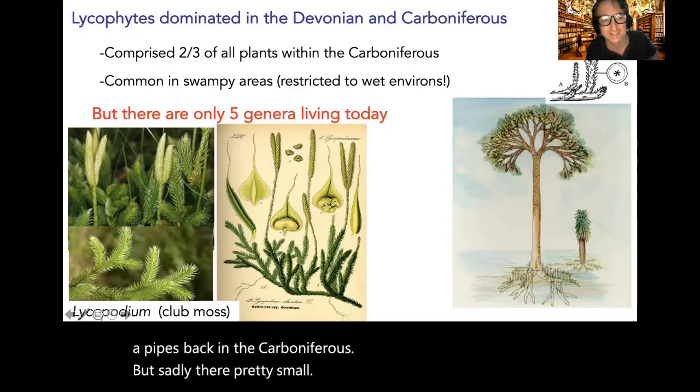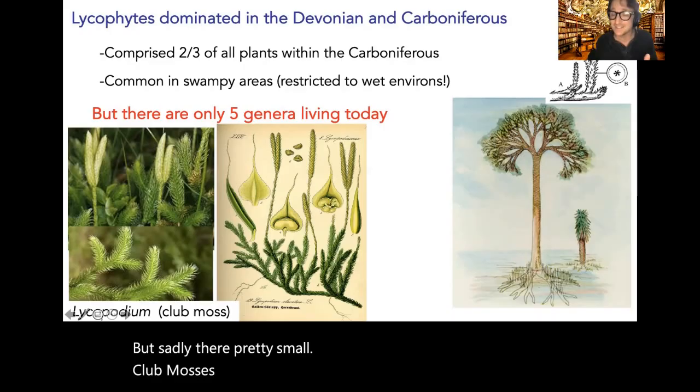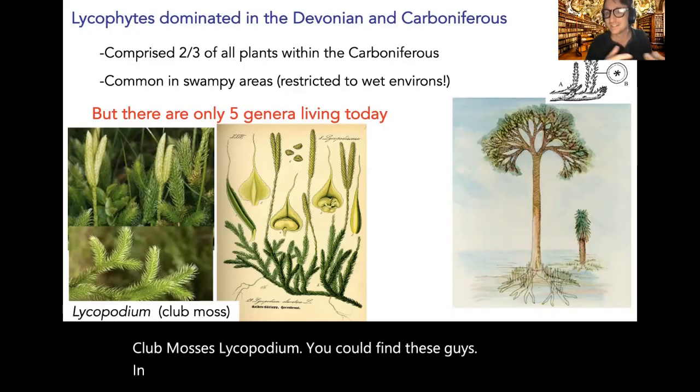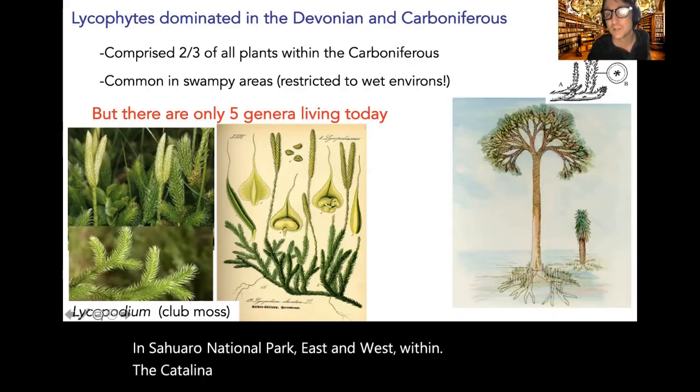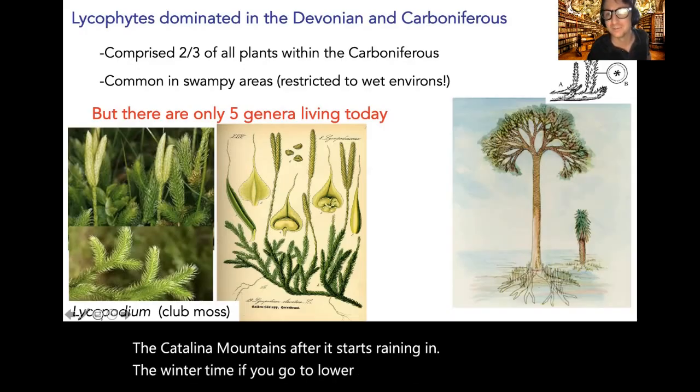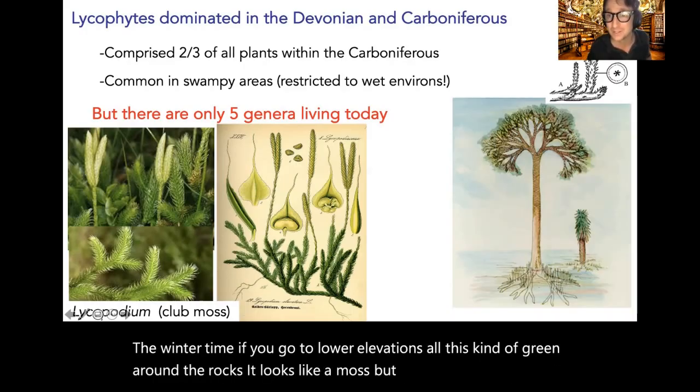Club mosses, Lycopodium, you can find these guys in Saguaro National Park, east and west, within the Catalina Mountains. After it starts raining in the wintertime, if you go to low elevations, all this kind of green around the rocks, it looks like a moss, but it's actually a lycophyte. You can find them here in Arizona.